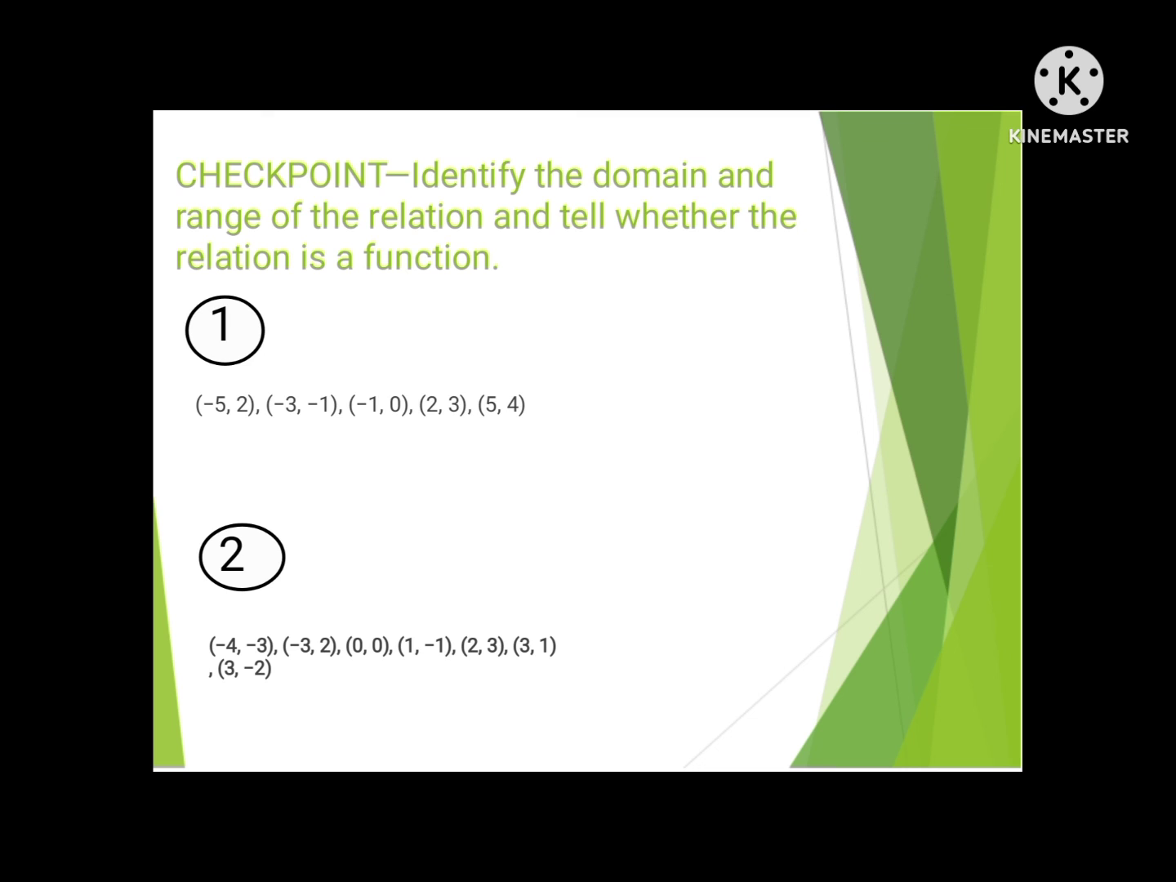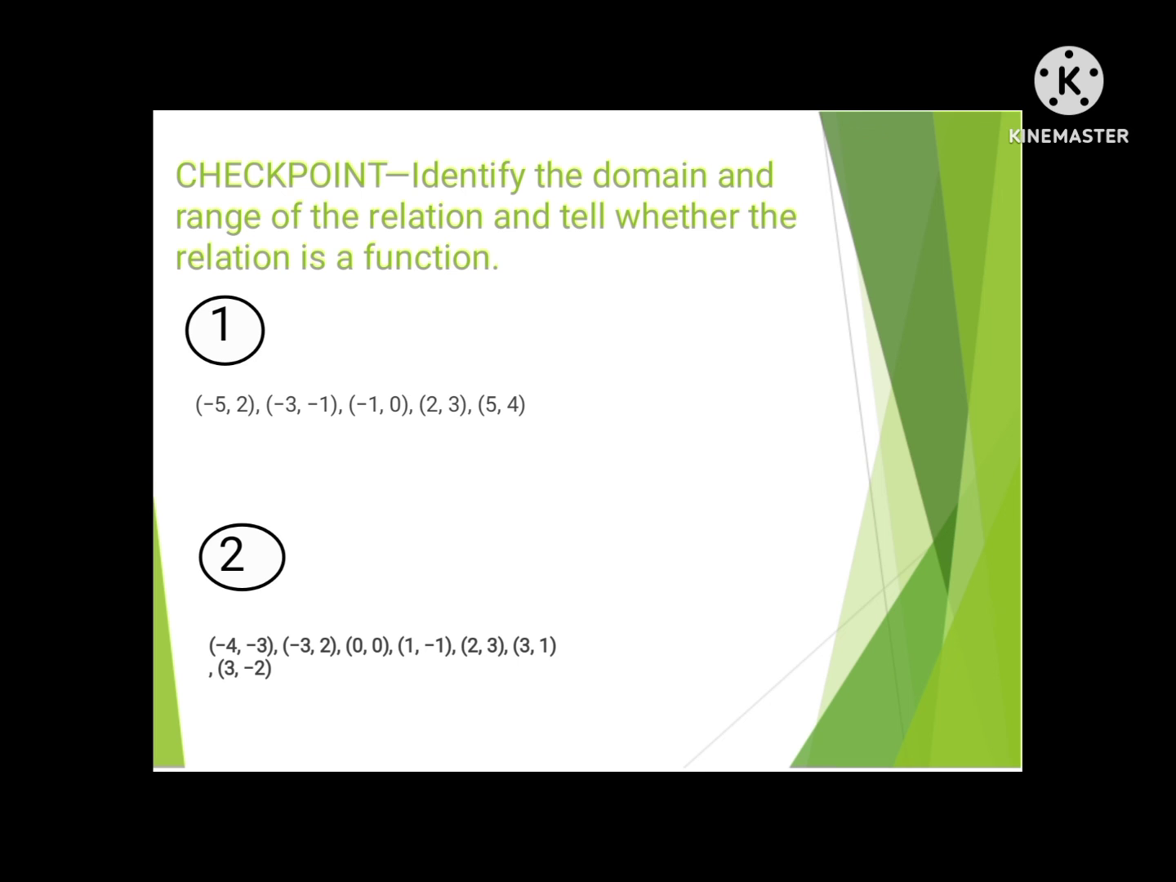Okay, before I end this discussion, I will leave you an activity so that you can practice by yourself. Let's read the direction. Identify the domain and range of the relation. Tell whether the relation is a function.